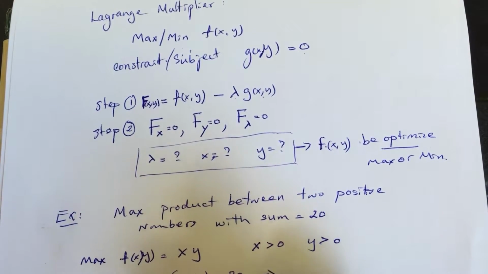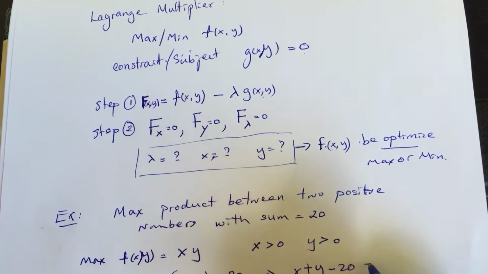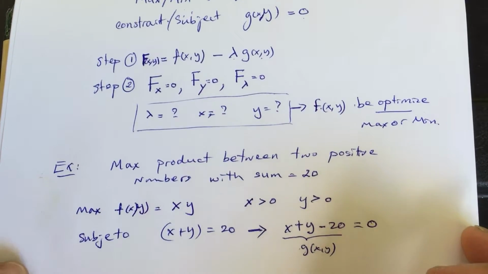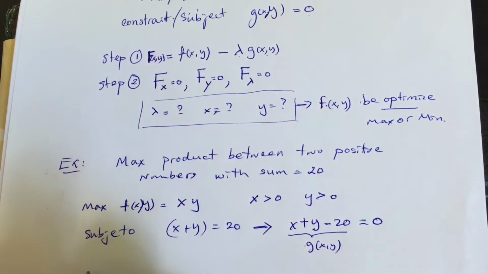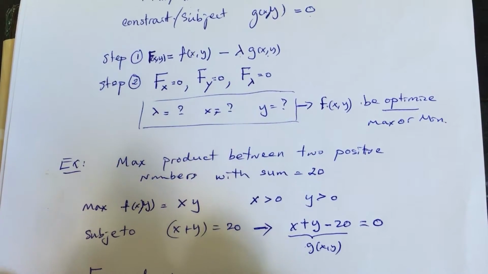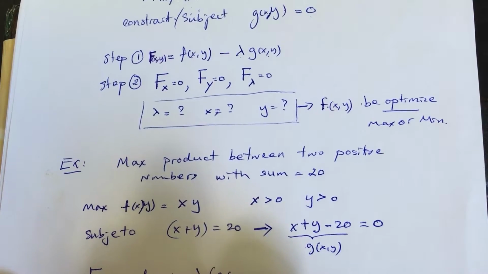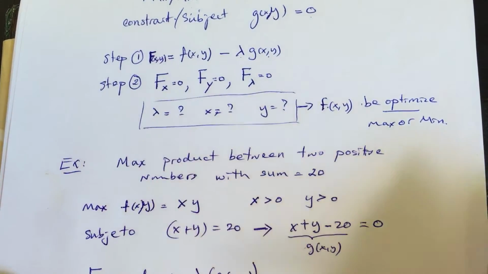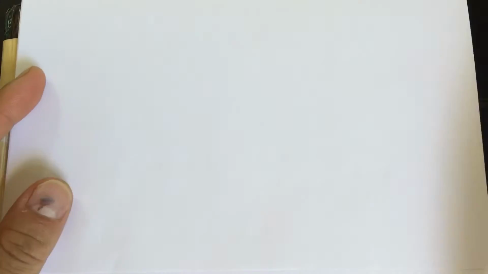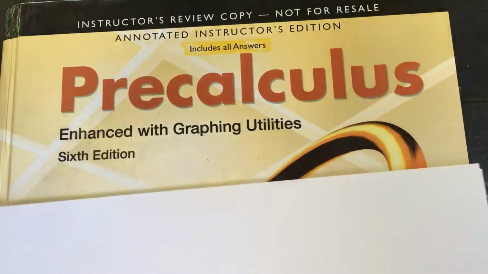If I want to change this to g of x, this is x plus y minus 20 equal to 0. So this is my g of x comma y. It's good sense to keep it this way at all times. So what does this mean now? Here, what is my capital F of x comma y? Capital F is little f of x comma y minus lambda g of x comma y, multiplied by those. So let's go to the next page and talk about this.